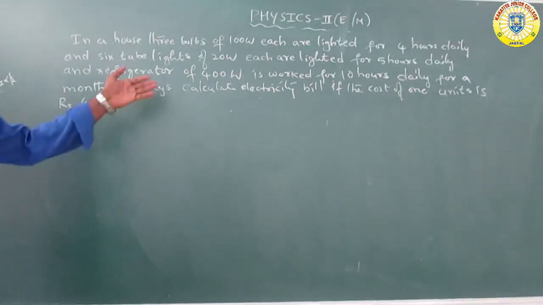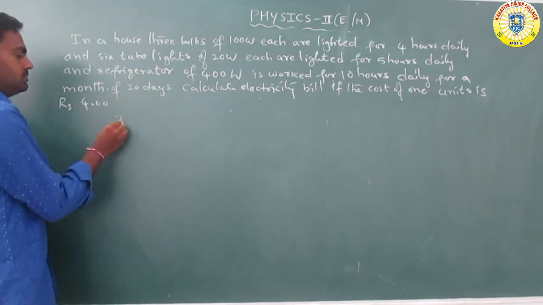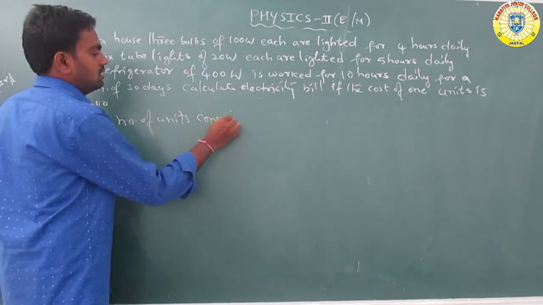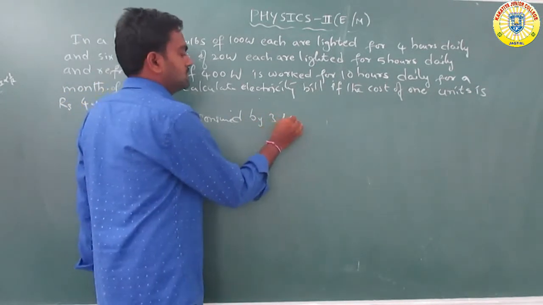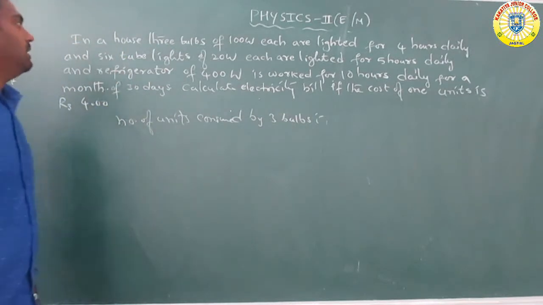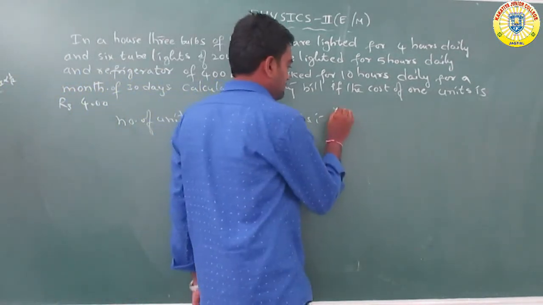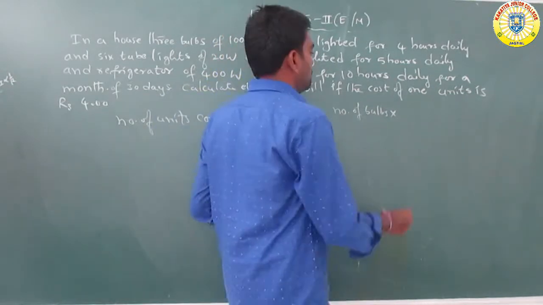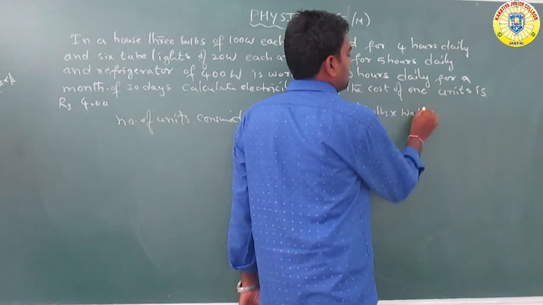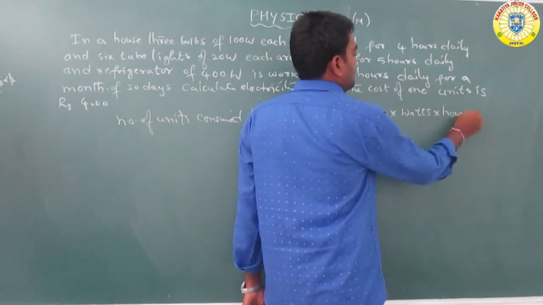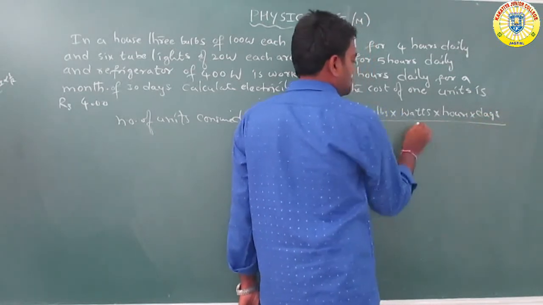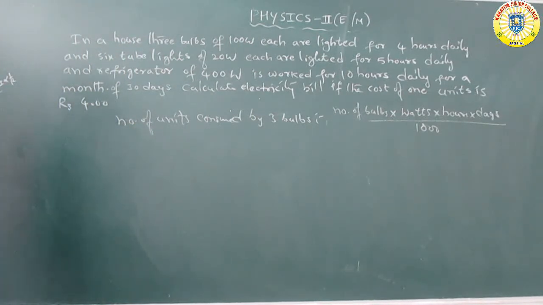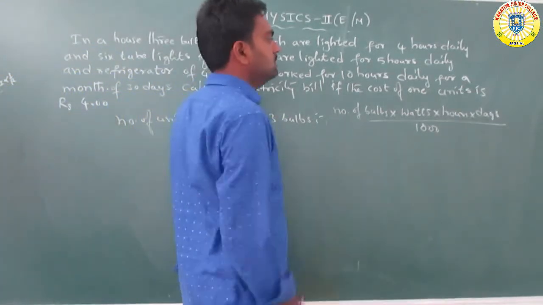Okay. So now here the 3 bulbs are taken. So the number of units consumed by 3 bulbs is number of bulbs into number of watts into hours into days, divided by 1000. Okay, got it.